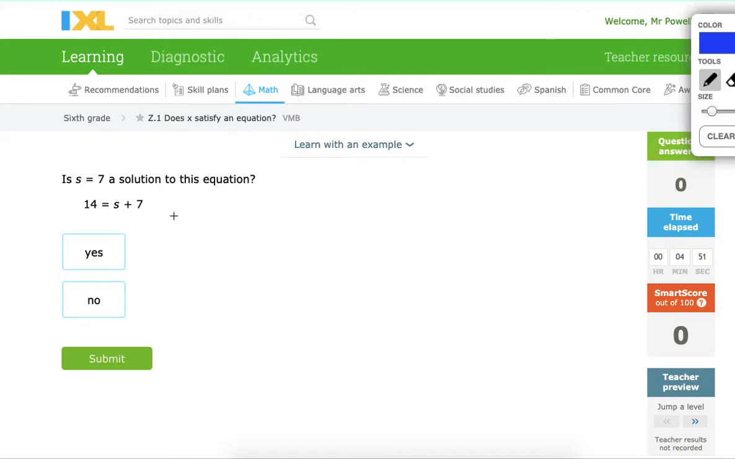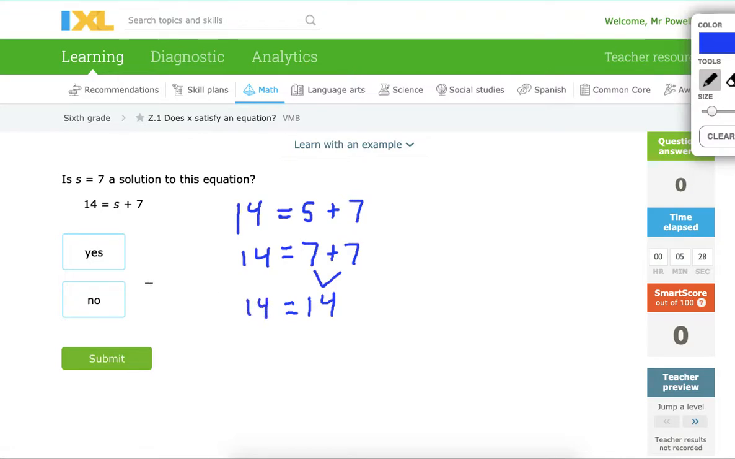So we take our problem, we have our equation, which is 14 equals S plus 7. And we're going to make our substitution. So we have 14 equals, and we replace S with what they say S is equal to, 7 plus 7. And we can do this operation over here. We have 7 plus 7, which is 14, and 14 is equal to 14. So that one is a true statement.